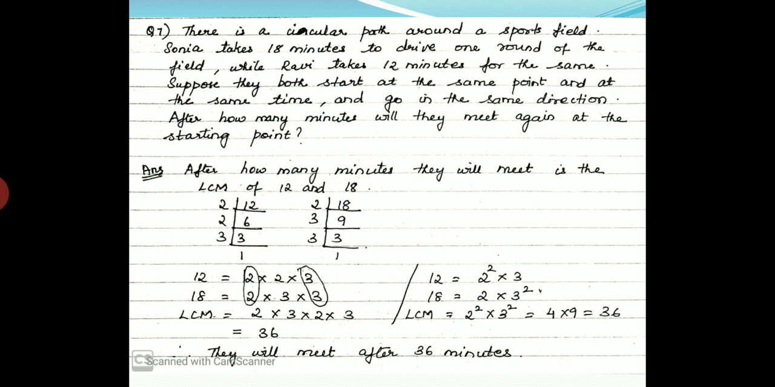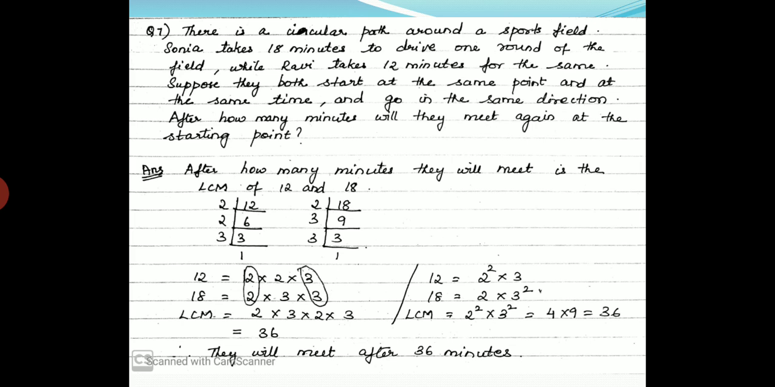So when the time coincides, the same time, we have to find the common multiple of 12 and 18. There are many common multiples. Actually they will meet again and again, but first when will they meet? That will be the least common multiple. So I should find the LCM of 12 and 18 to find after how many minutes they will meet.